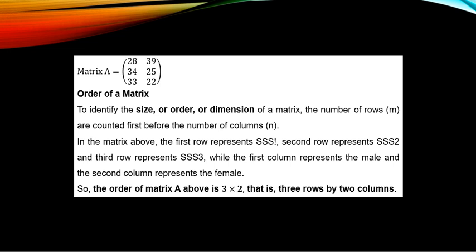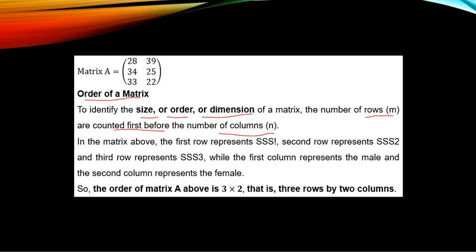What we must know again is the order of a matrix. Every matrix has an order, and that order helps us to determine the size. In other words, the order of a matrix also means the size or dimension of a matrix. To identify the size, order or dimension of a matrix, the number of rows, m, is counted first before the number of columns, n. So in the order of a matrix, there are two things involved: the number of rows denoted by letter m and the number of columns denoted by letter n.